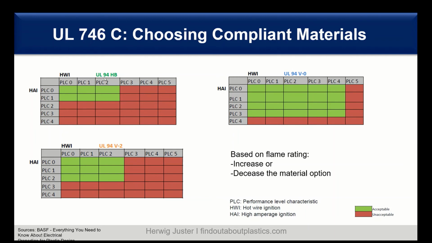And in the UL94 horizontal burn, that means we have PLC 2 and PLC 1. So this is then our field where we can choose. When we go to V2, we have still PLC 2 for HWI, however also PLC 2 for the HAI. And with V0 it's immediately extended to PLC 4 for HWI and for HAI till PLC 3. So based on the flame rating, it is increasing or decreasing the material options.